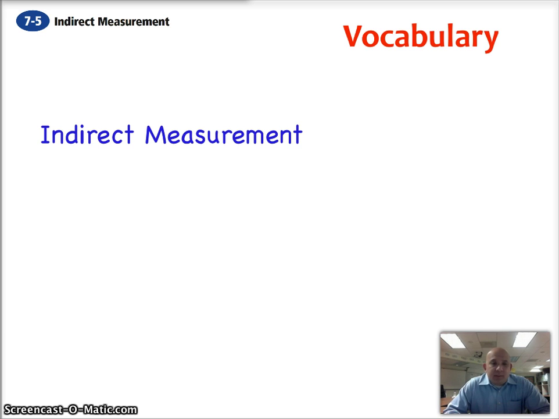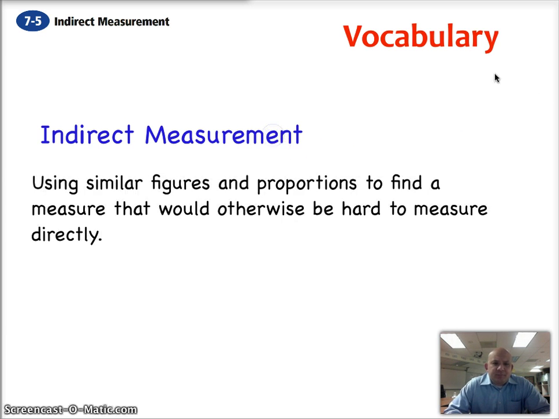We have one vocabulary term: indirect measurement. Kind of lengthy, but necessary. Indirect measurement is using similar figures and proportions to find a measure that would otherwise be hard to measure directly.